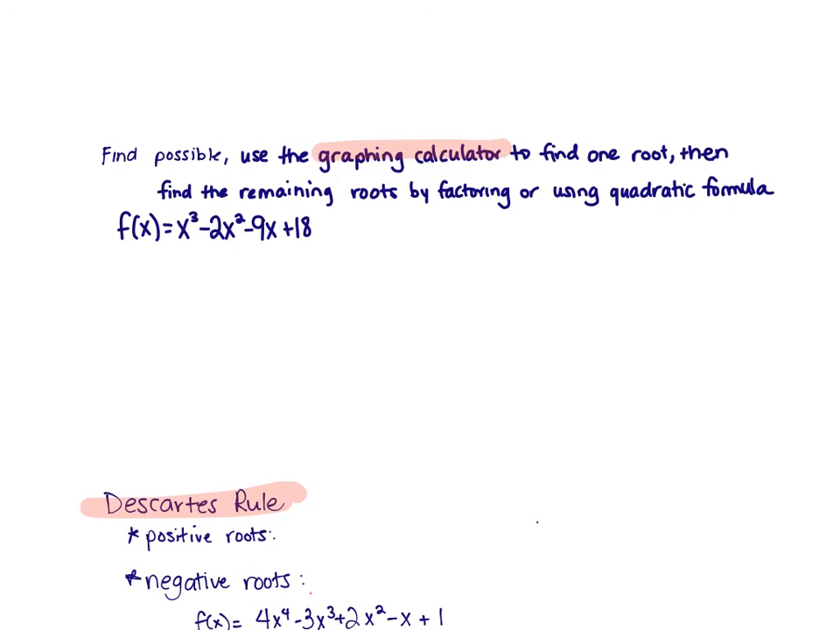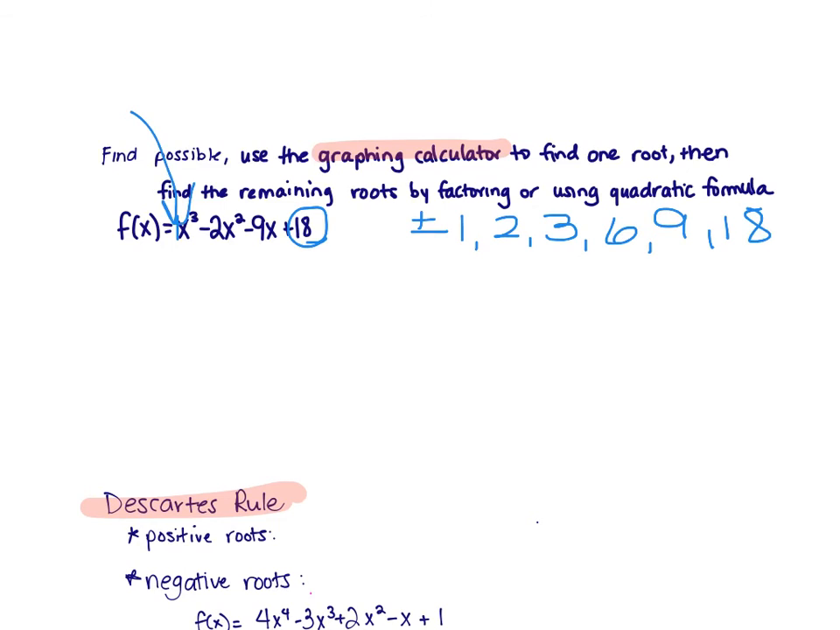Okay, now we're using the graphing calculator for something like this one. It says find the possible roots, then use the graphing calculator to find one root and find the remaining roots by factoring or using the quadratic formula. So I'm going to look at my first, which is 1, and my last, which is 18, plus and minus the factors of the last over the first. So this is 1, 2, 3, 6, 9, and 18. All of it goes over 1.